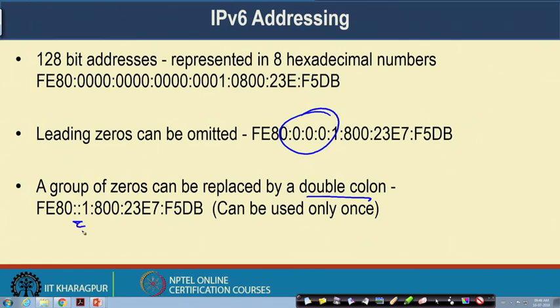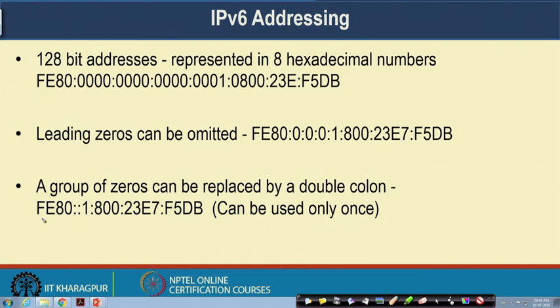But you need to remember that this double colon feature can be used only once, because if you have 2 different double colons, one say here and another if I put here, then it will be difficult for you to find out how many zeros are here and how many zeros are here. That is why we cannot use it more than once. This double colon syntax we can use at most once, so that you can find out properly.